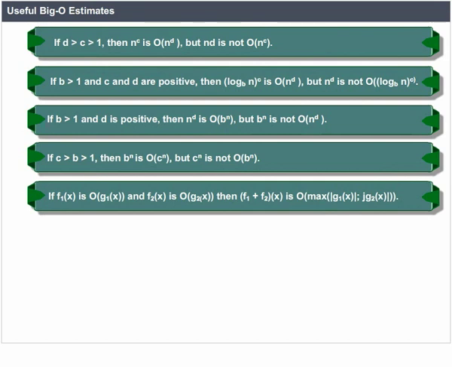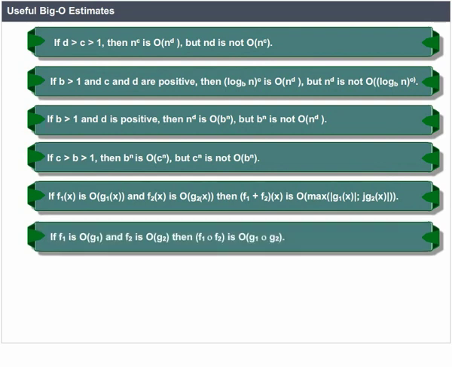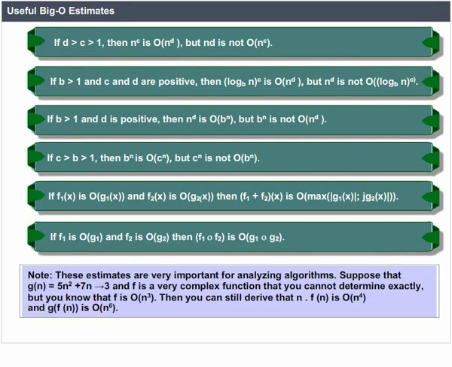If f1(x) is O(g1(x)) and f2(x) is O(g2(x)), then (f1 + f2)(x) is O(max(|g1(x)|, |g2(x)|)). We have to see the maximum between these two values. If f1 is O(g1) and f2 is O(g2), then f1 + f2 is O(g1 + g2). Note, these estimates are very important for analyzing algorithms.